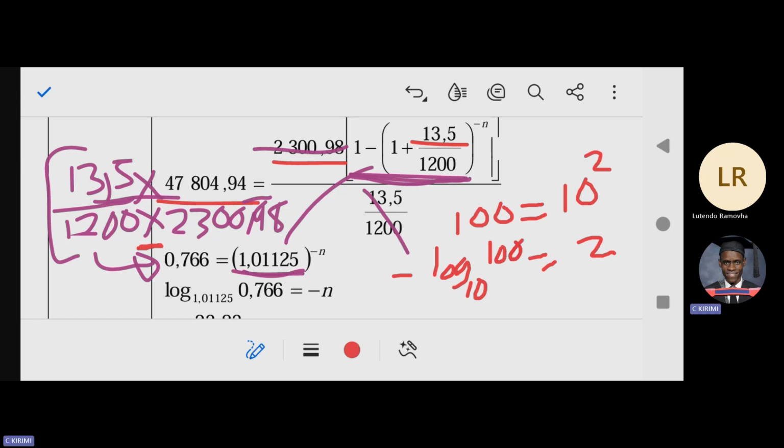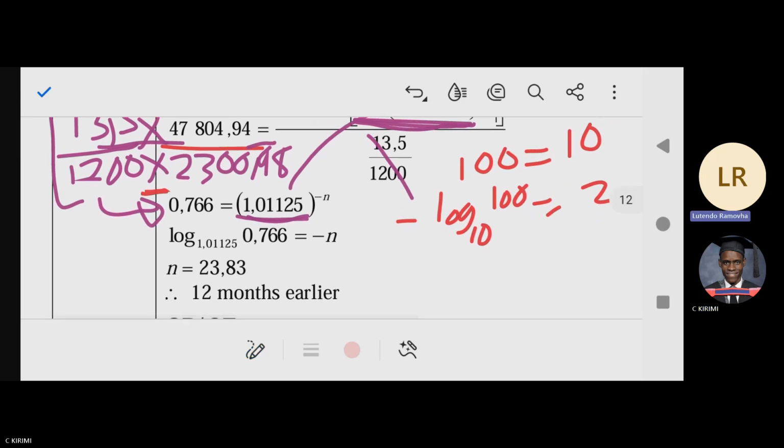That is the same way they did here. Log base 10 of 100 gives 2. So here they want the exponent, even with its sign. So the exponent with its sign is minus n. Can you see the minus n? Yes, sir. So it's log base 10. The base is this, which we are going to put as a base here. Log base 10 of what? 0,766, remember, we got a negative, isn't it?